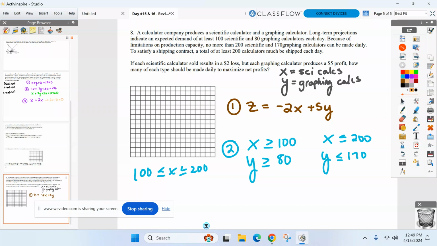But we've got one more though. Right at the end, to satisfy the shipping contract, a total of at least 200 calculators. Doesn't matter the type. Total 200 calculators got to be shipped. X plus Y. What's my inequality? At least, so greater than or equal to 200.